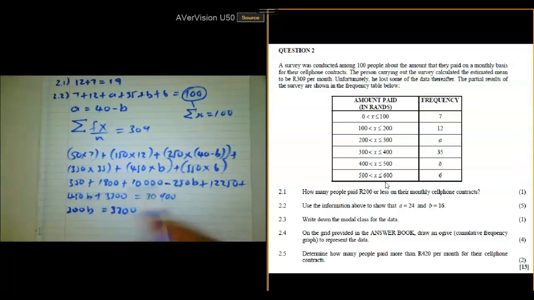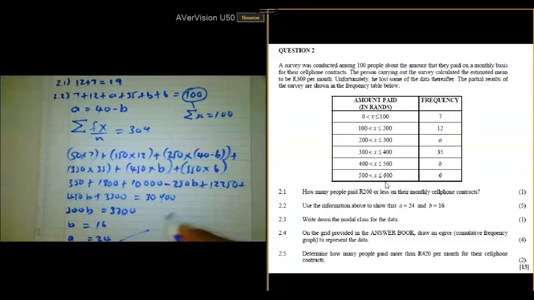Now if you do all your calculations correctly, you will get to that. Therefore, B is equal to 16 and A is equal to 24. To get B, you divide both sides by 200 and you get 16. Then you put 16 in there, and keep in mind that A was equal to 40 minus B, and because B is 16, A is therefore 24, right?